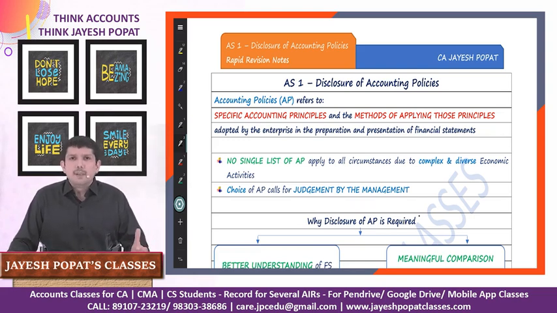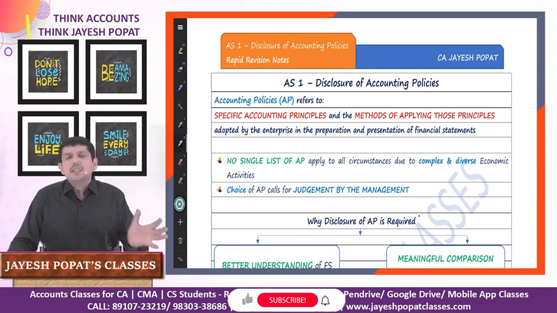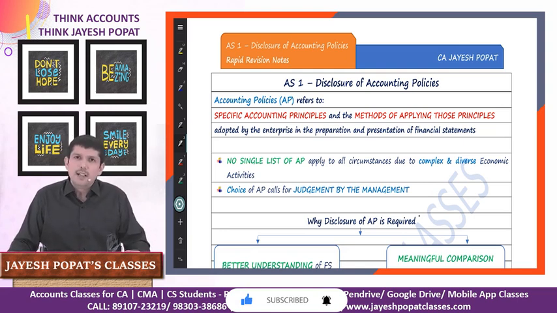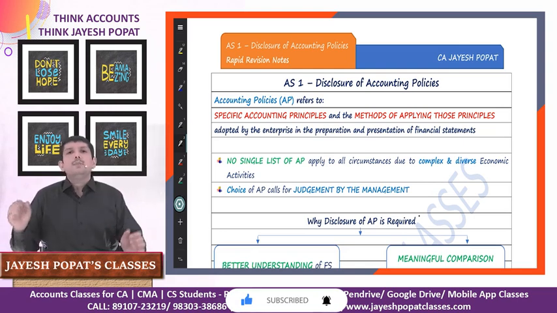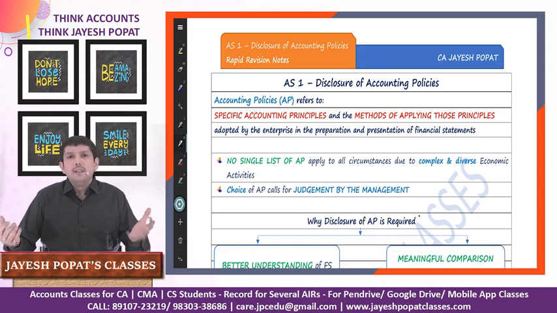For example, if the enterprise wants to deal with inventory, it will look at accounting standard 2. While dealing with investments, it will look at accounting standard 13. While dealing with PPE, it will look at the requirements of accounting standard 10. So these standards would give the way in which the items have to be dealt with, and in turn these will be known as the accounting policies. So why do you need to make disclosure of accounting policy? For meaningful understanding of the financial statement, and once you have a meaningful understanding of the financial statement, it will become easy to compare the financial statements of various enterprises.